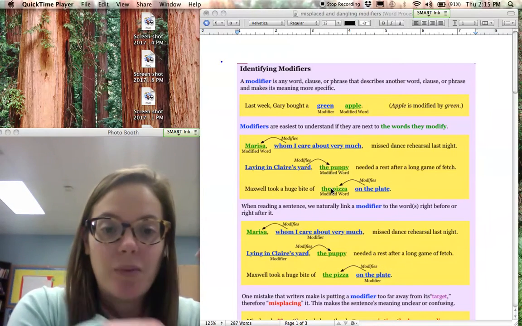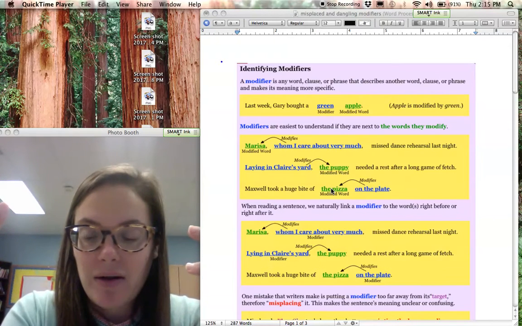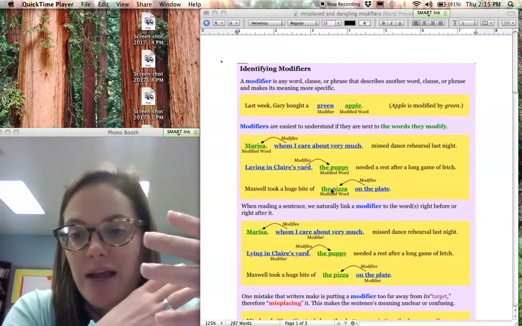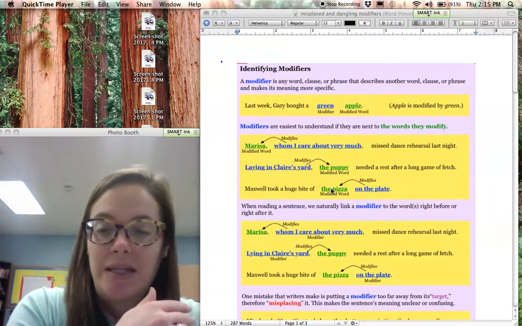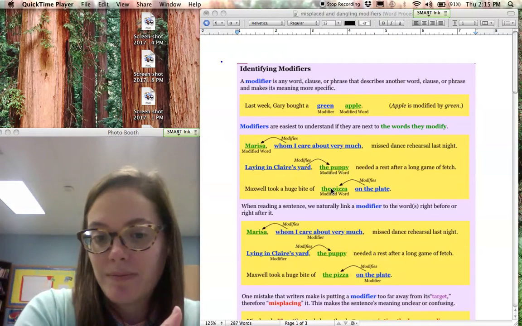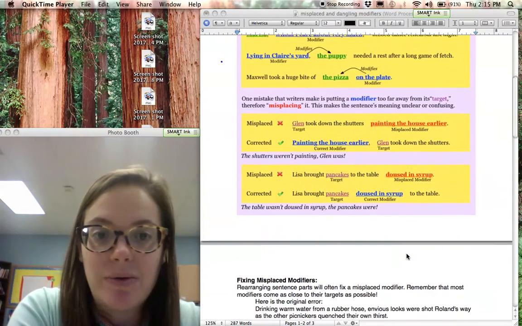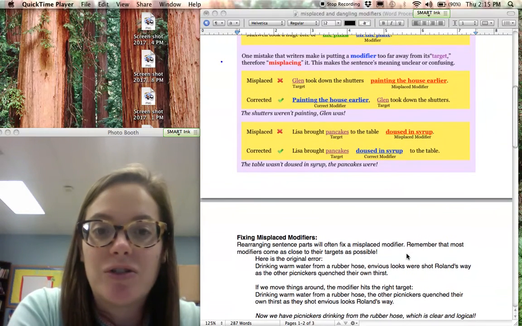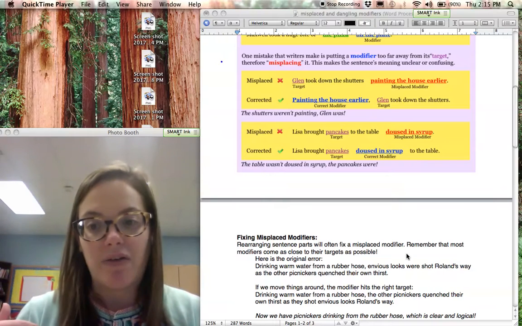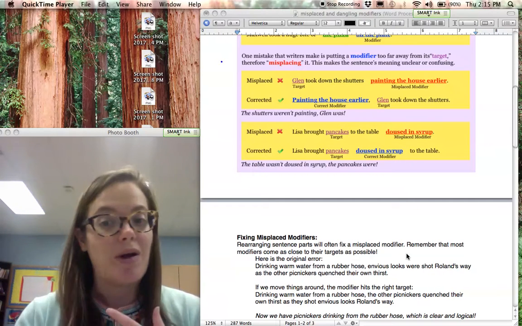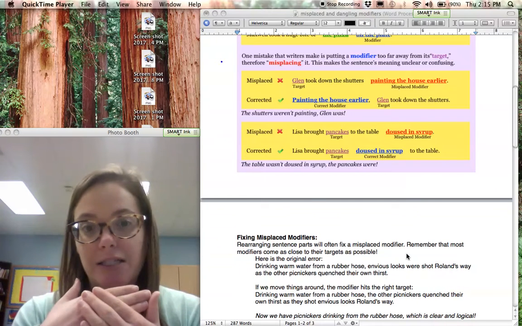Now when we're reading, we're going to automatically assume that whatever modifier, whether it's a phrase, a clause, or a word, it's going to be modifying the word that's either right before it or right after it. One mistake that writers tend to make is putting a modifier too far away from its target. The target is just the word it's modifying. So think of it like when you're writing, that's your target and you're trying to shoot the modifiers as close to that target as possible.